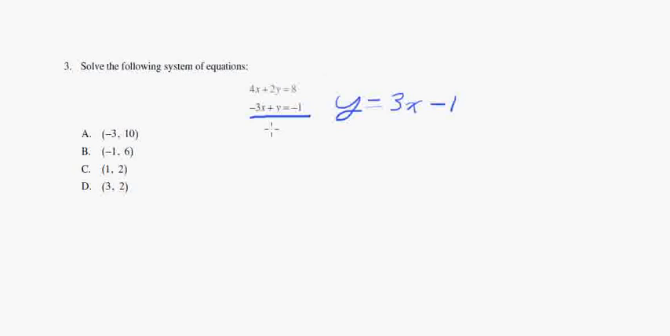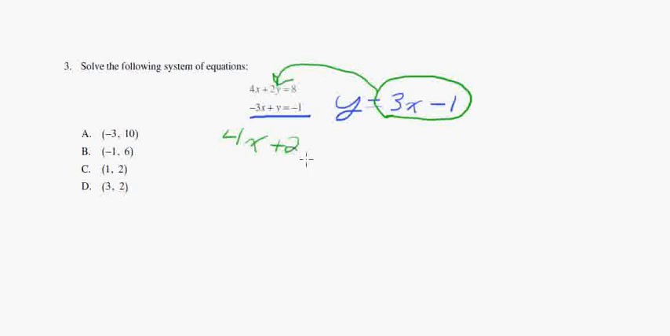Just changing colors to show what I'm going to do next. So now I have a value for y, which is equal to 3x minus 1. I'm going to take it and substitute it into here. So remember, this is what we do in substitution. We get a variable by itself equaling some expression, and we can substitute this expression for this variable. So the first equation will now look like this.